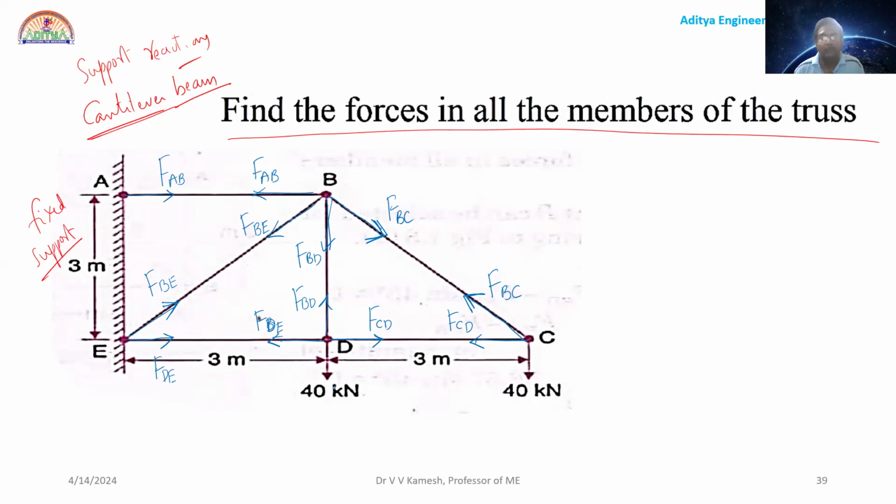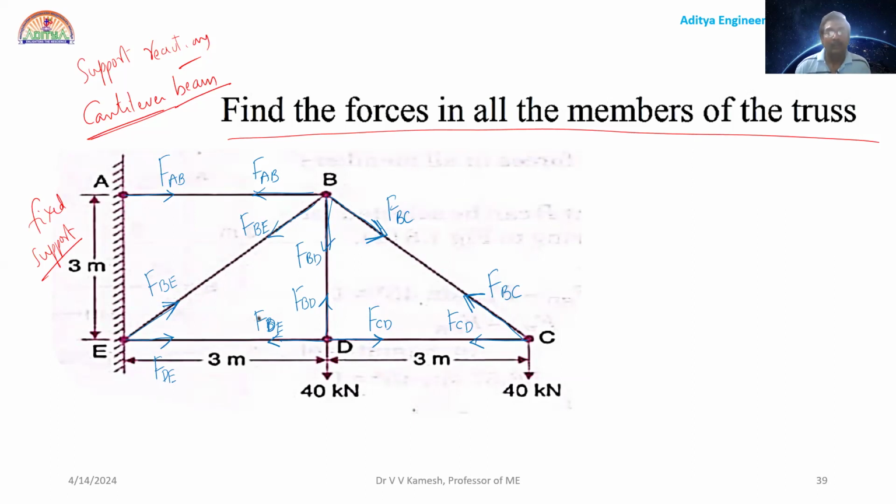Now what is the loading? At D, 1, 2, 3, 4, no chance. C, okay. There are the 3 forces, but no collinear, not applicable. B, 1, 2, 3, 4. 4 forces, not applicable. Okay. Forget about A and E. Right? There the members cannot be 0. So by visual inspection, there is no 0 force member.